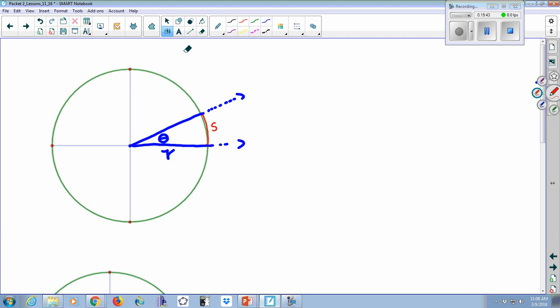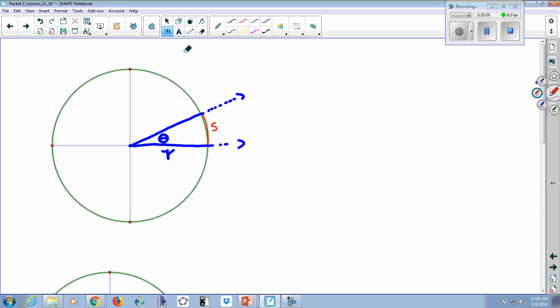Now, I've chosen theta so that this cuts out this little length. If I took this, like if it was a piece of string, I could straighten it out. It's a linear measurement, this arc length. S is called the arc length. And it's determined by this angle. All right. Now, what would you tell me about the length of S compared to the length of the radius?